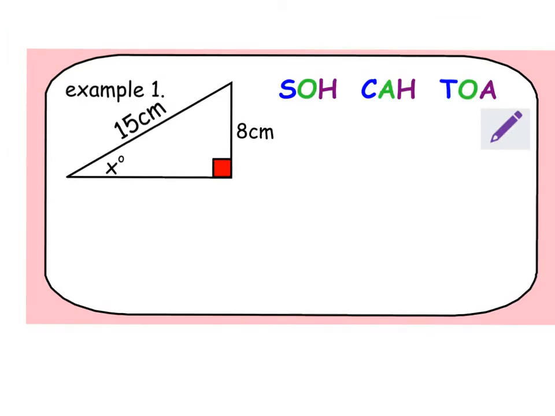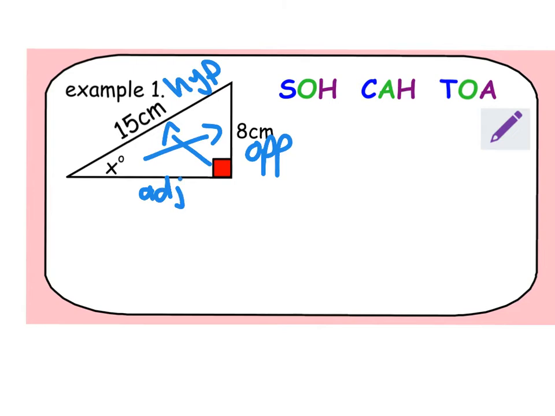So example 1, here is your triangle. So step 1 was draw and label your triangle. So remember, across from your angle is your opposite. Across from the right angle is your hypotenuse, and the one that's left next to the angle is adjacent. So we tick off the sides we know. So in this one, we're going to tick off hypotenuse, and we're going to tick off opposite.